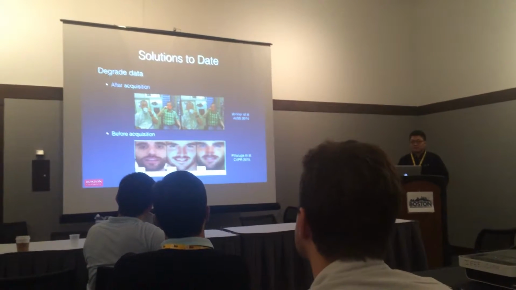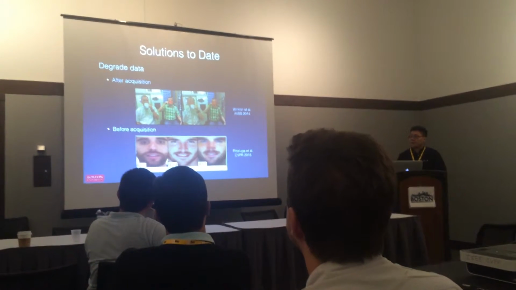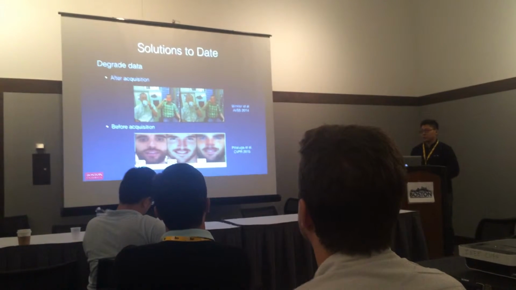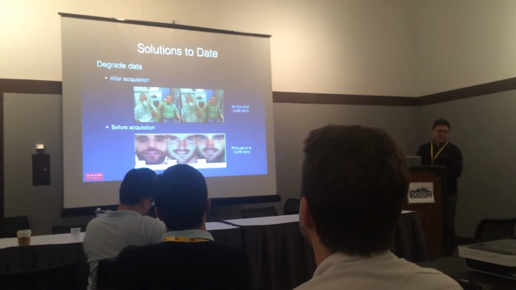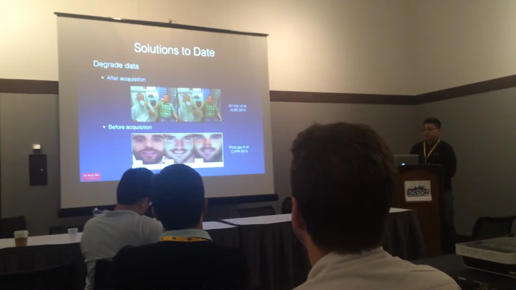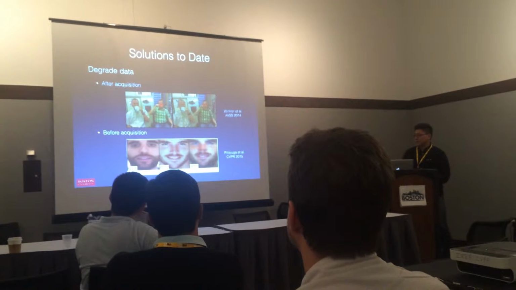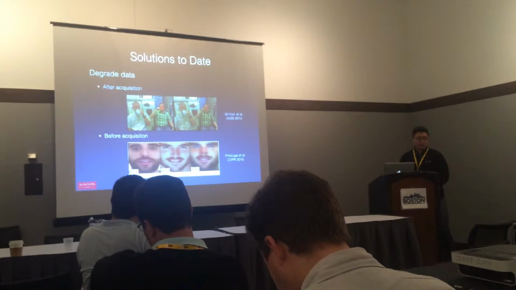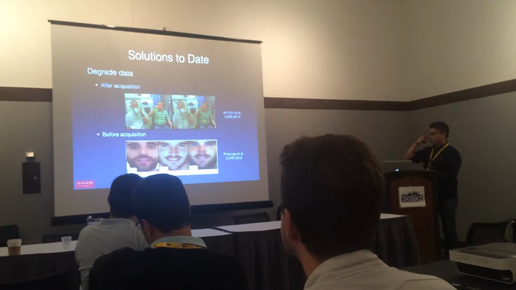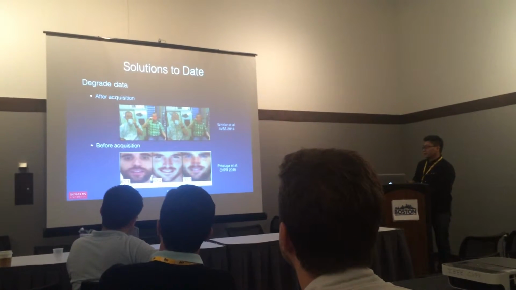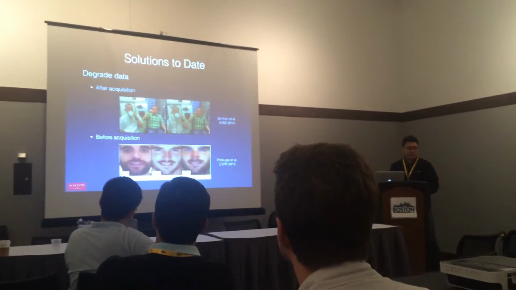This problem has been noticed by a lot of people, and a lot of solutions have been proposed to address this issue. The common idea is to degrade the data. You can do it either after acquisition, for example, the work from Winkler's group in ABS 2014, to cartoon the data after they capture it. They blur the data in a specific area and keep the texture in the remaining area.